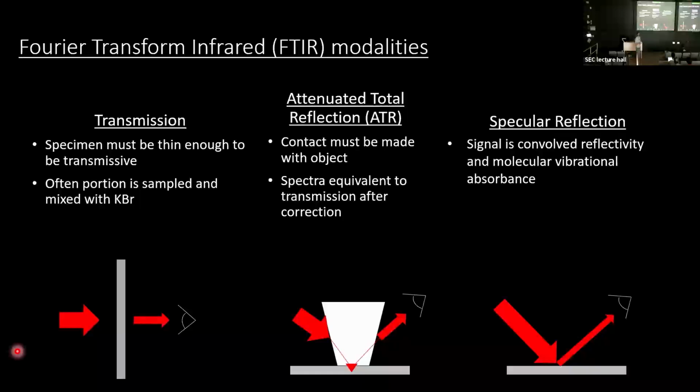So FTIR can be done in a couple of different ways. Traditionally, it was done in transmission. This was the easiest way to think of it to start with. You start with a bunch of light, you send it through a sample, you see a diminished amount of light.